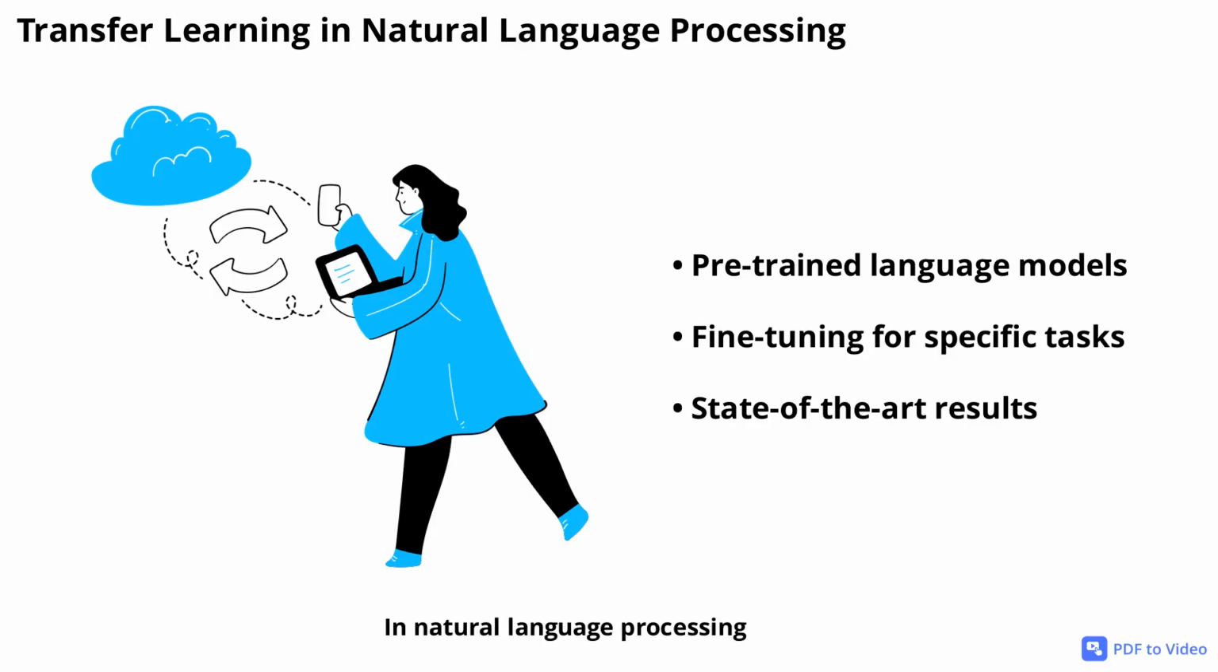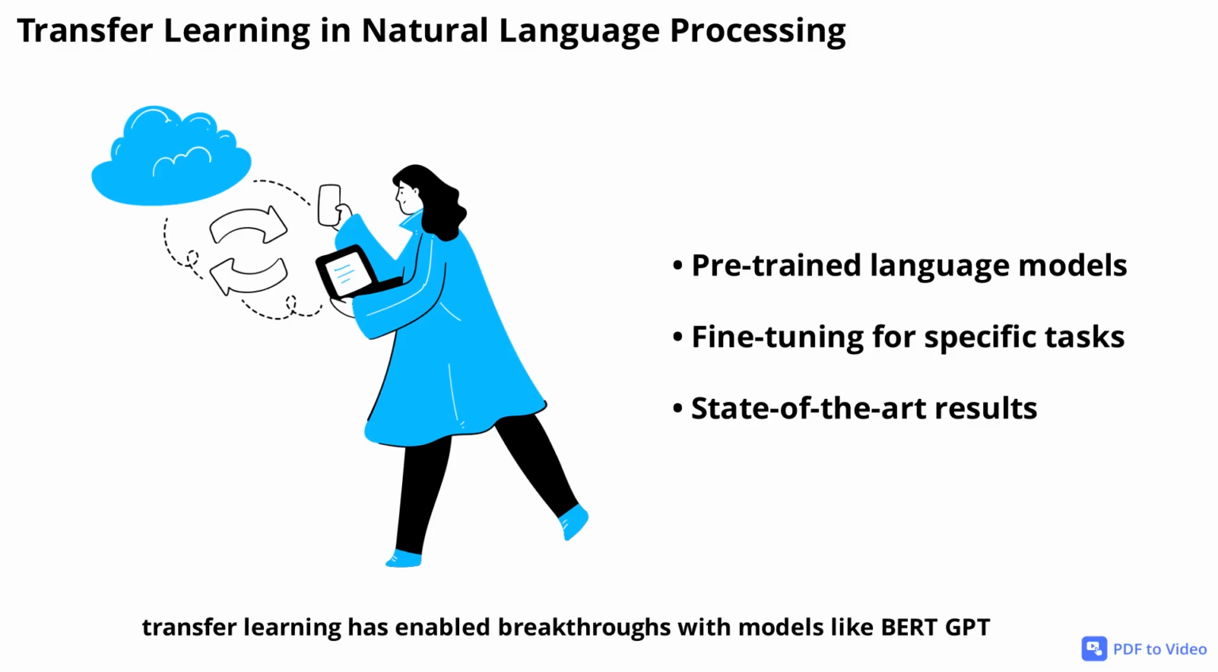In natural language processing, transfer learning has enabled breakthroughs with models like BERT, GPT, and RoBERTa. These models are pre-trained on vast text corpora and then fine-tuned for specific tasks like sentiment analysis, question answering, or translation. The result is state-of-the-art performance with less labeled data.